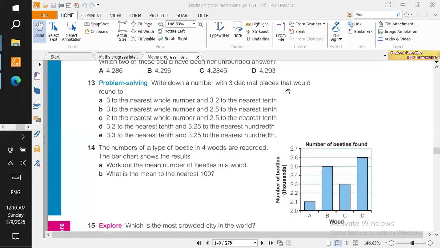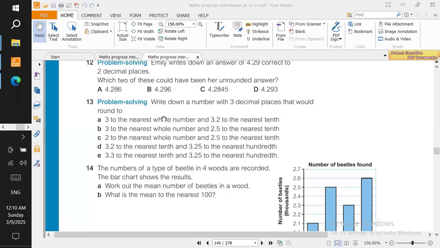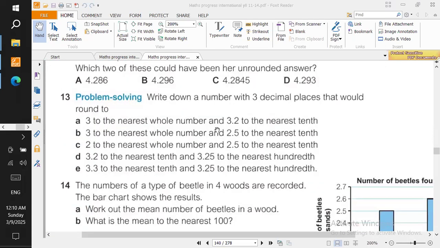Write down a number with three decimal places that would round to these. This means you're going to work in the opposite way. So first, write down a number with three decimal places that rounds to 3 to the nearest whole number. Okay? And 3.2 to the nearest tenth, which is one decimal place.